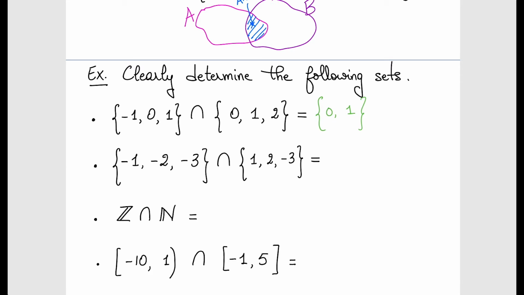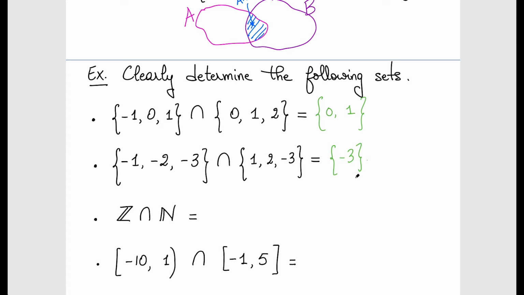So what's the intersection here? So what are the objects that belong at the same time to both sets? -1 doesn't belong to both. -2 doesn't belong to both. -3 does belong to both, so that's the guy. So the intersection in this case is just a singleton. It's just a set consisting of one element.